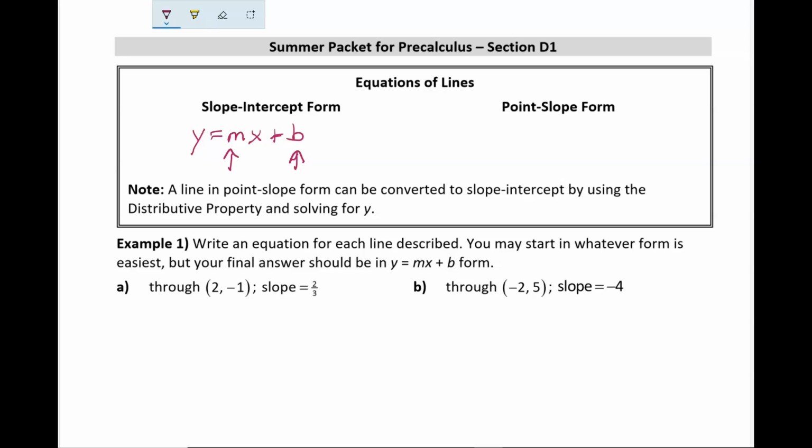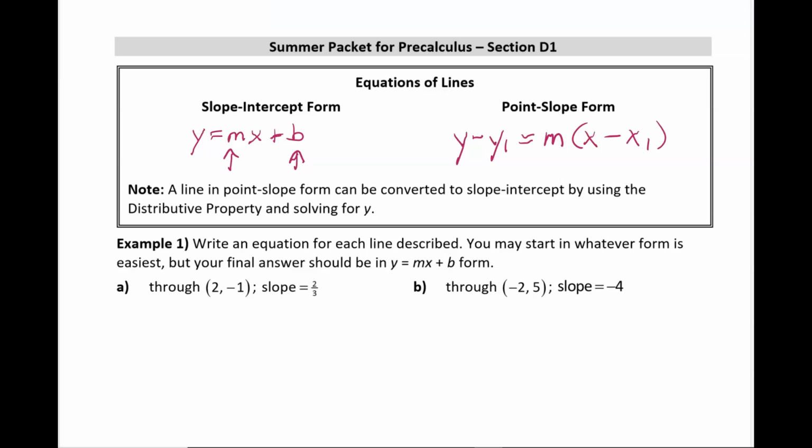The other is the point-slope form, which is y minus y1 equals m times x minus x1, where x1, y1 is one of the points on the line and m is the slope. If I want to convert from point-slope to slope-intercept form, I need to just distribute and then solve for y. So we're going to practice doing that. We're not going to worry about vertical and horizontal lines for the purposes of this section.